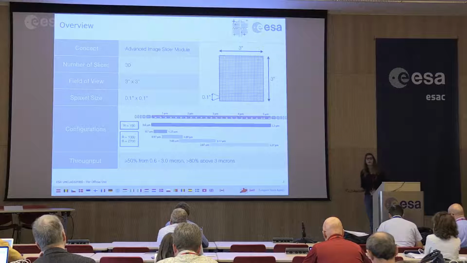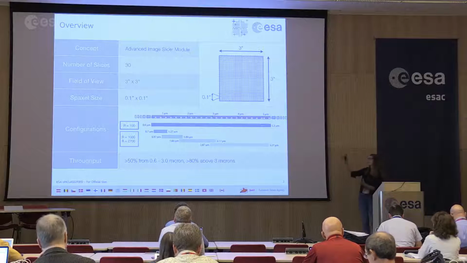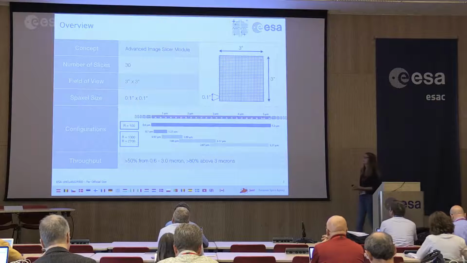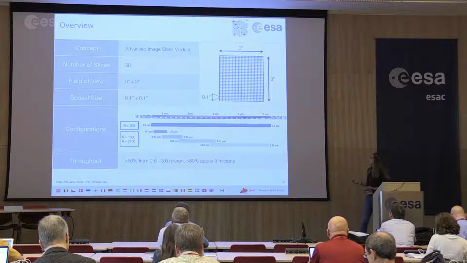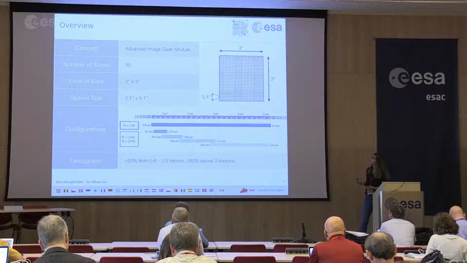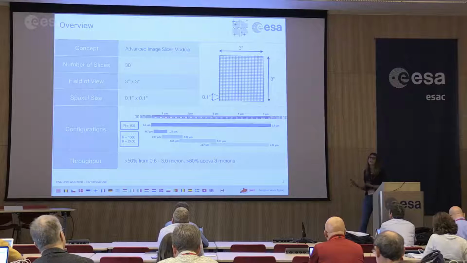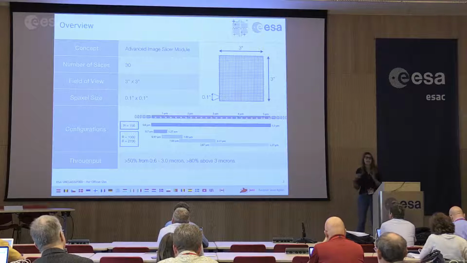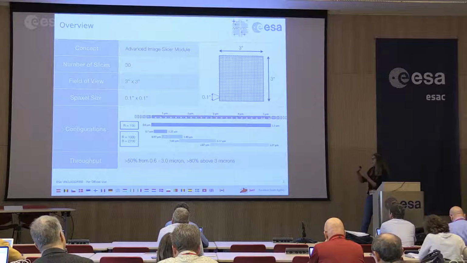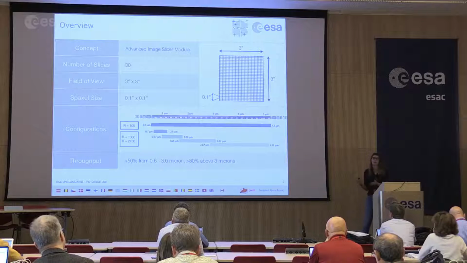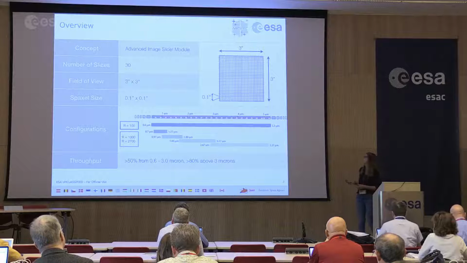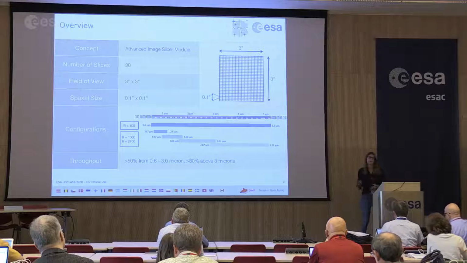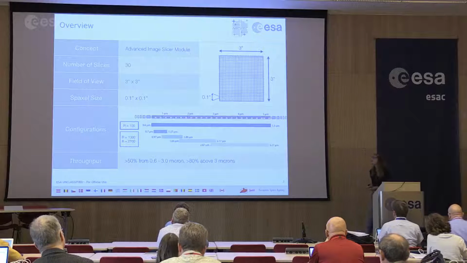So this is an overview of the NIRSpec IFU. You have heard this before in the previous talks. Our IFU is, as I said, a slicer module. We have 30 slices. Each of these slices is 0.1 arcsecond. So if you want to have a square pixel, you have a 0.1 times 0.1 arcsecond spaxel. And this all together gives you a 3 times 3 arcsecond field of view.